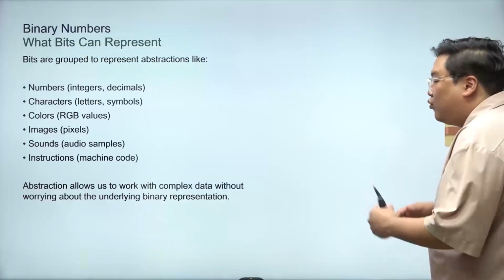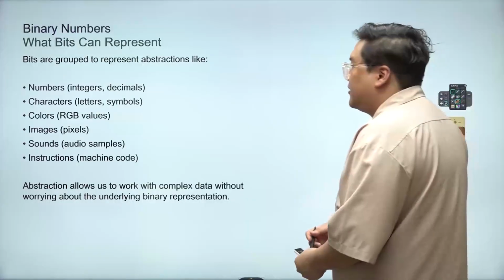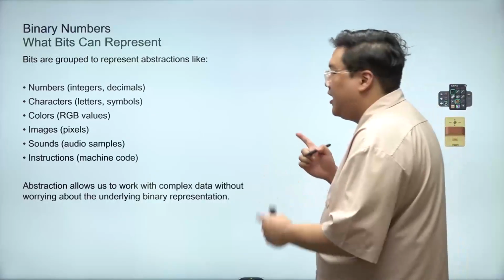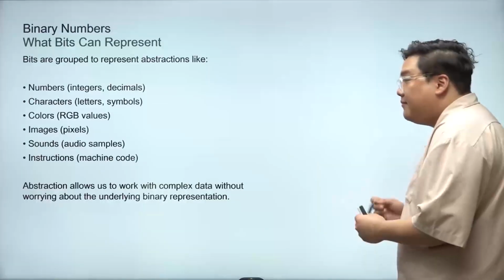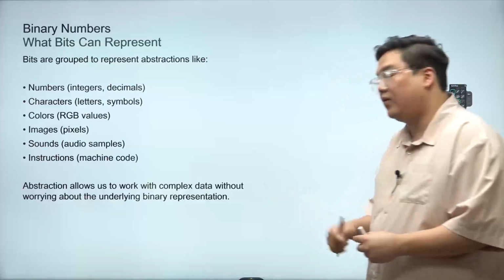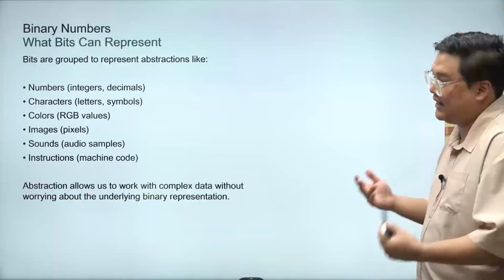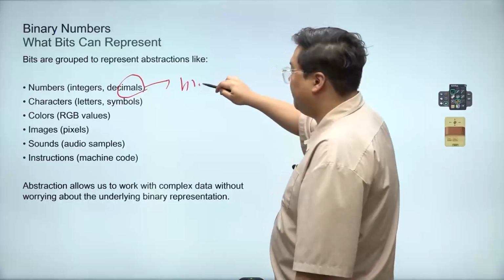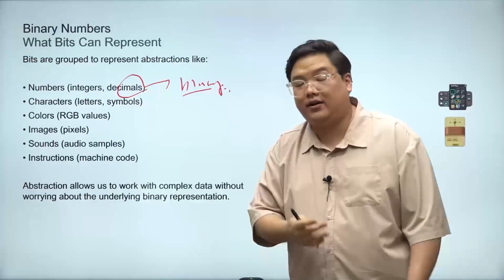So here we're actually going into abstraction a little bit because we're trying to understand how it works. But anyways, bits are grouped to represent abstractions like numbers, characters, colors, RGB for red, green, blue values, images, sounds, and instructions. So abstraction allows us to work with complex data without worrying about the underlying binary representation. So here, all of these can be converted to binary code, right? But we don't need to actually know what that binary code is to work with it.